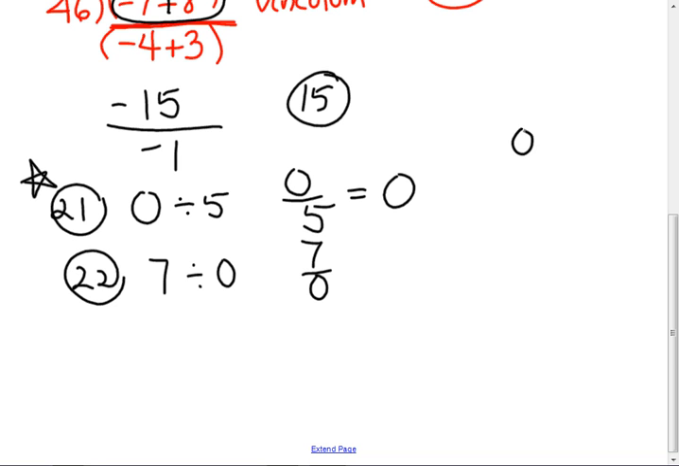Here's how much money I have in my pockets. I don't have any pockets. I have $0, and I'm going to give it all away to 5 people. How much is anybody going to get? 0. Okay? Makes sense?